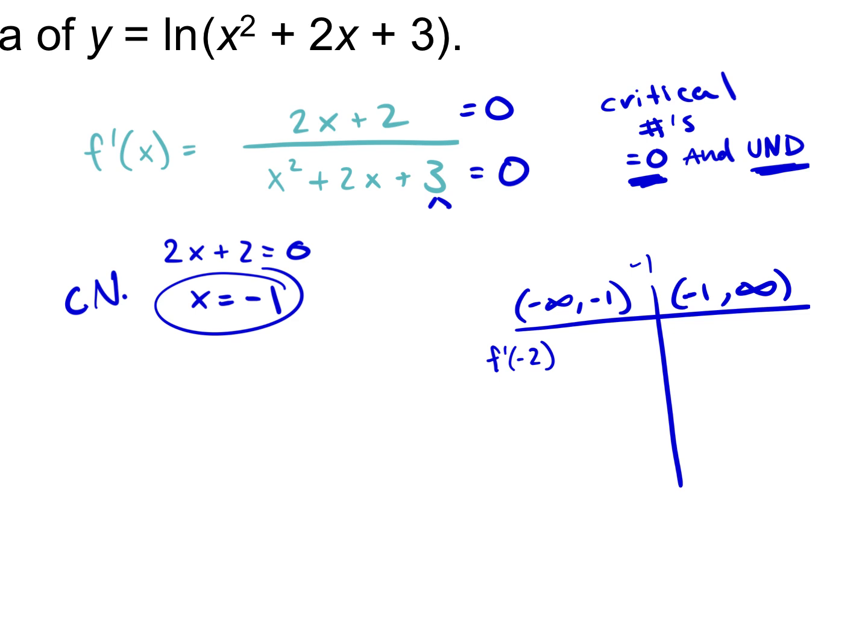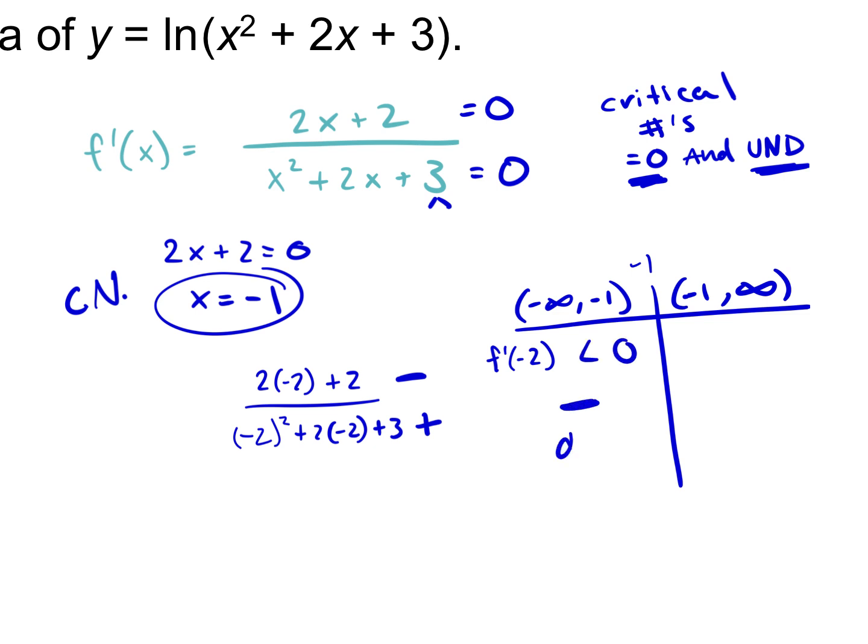When I plug in -2, I'll write it all out. Up top, we would have -4 plus 2, which would be negative. On the bottom, this would be 4 minus 4 plus 3 would be positive. So what's a negative divided by a positive? Negative. So this is less than 0. It is negative. Are we increasing or decreasing? Decreasing.